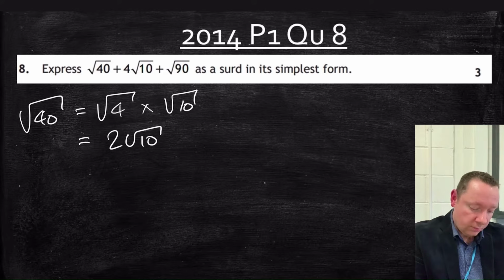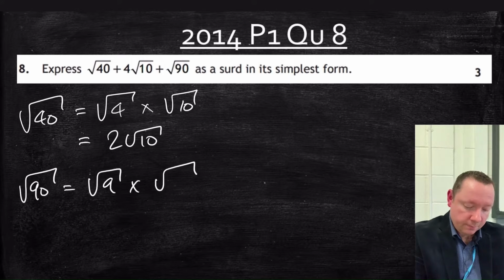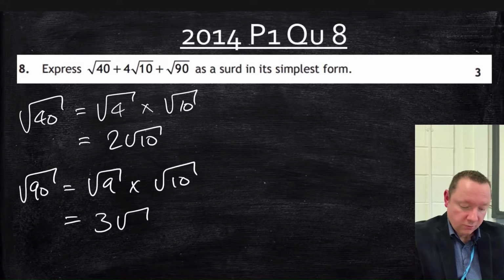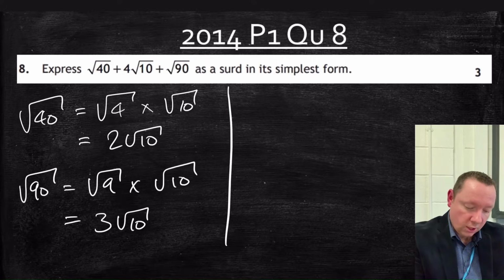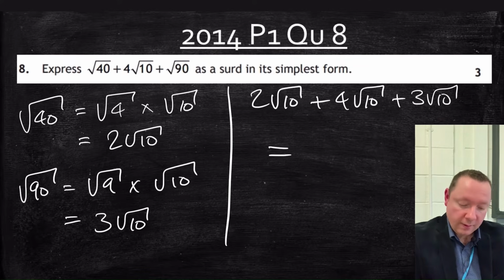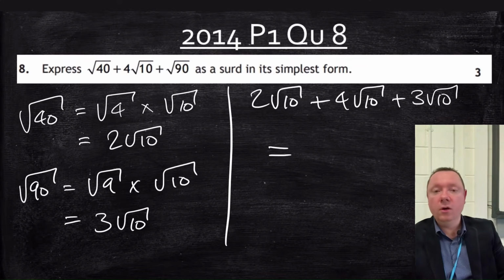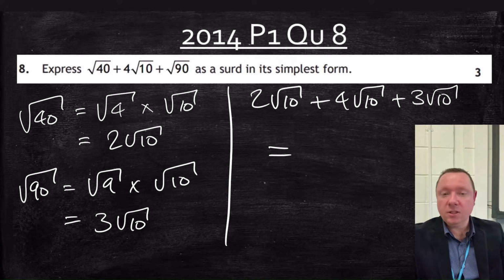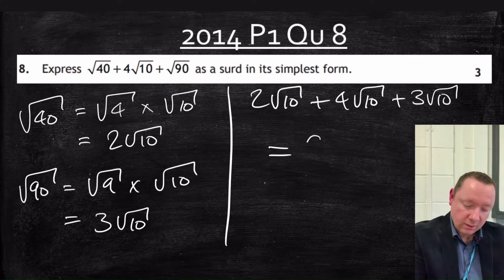So I'll now go and simplify my root 90. Well, that's 9 times 10. Square root of 9 is 3, so that gives us 3 root 10. So our whole sum simplifies into 2 root 10 plus our 4 root 10 that was already there, plus an extra 3 root 10. So adding all of them together, 2 plus 4 is 6, plus another 3 is 9. Our answer is 9 lots of root 10.